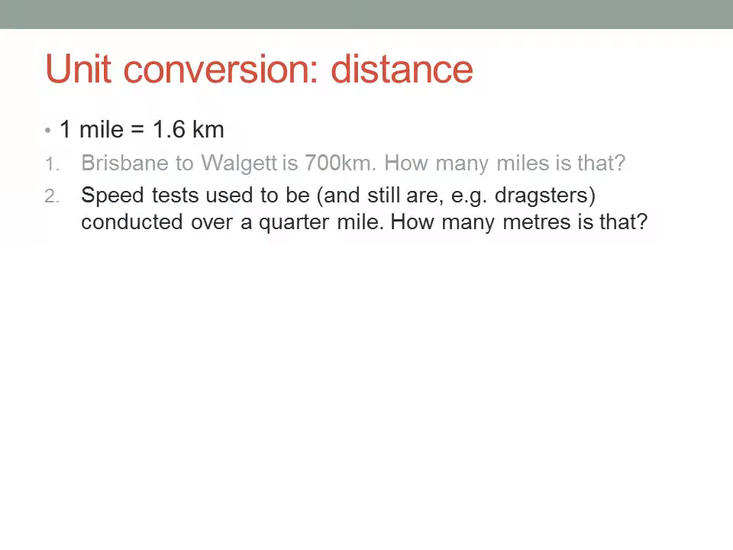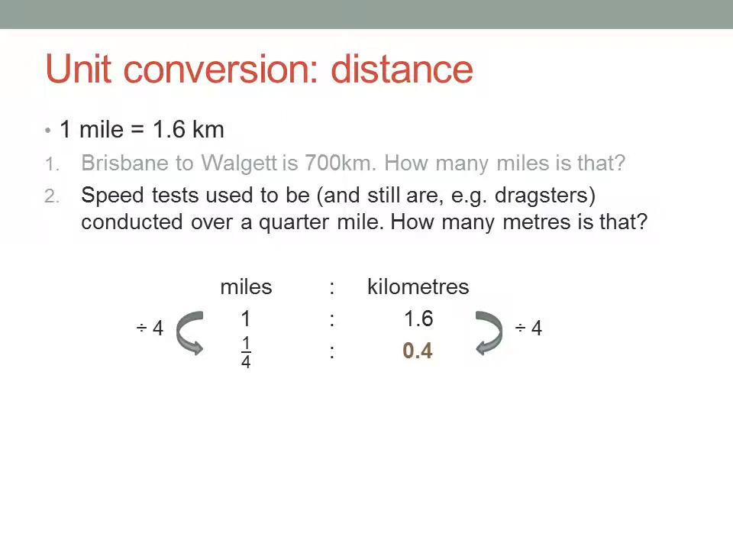Speed tests used to be, and sometimes still are, for example in dragster racing, conducted over a quarter mile. How many metres is a quarter of a mile? Same as last time, set up a ratio. 1 mile is 1.6 kilometres. I have a quarter of a mile. Well, 1 divided by 4 will give me a quarter, so divide the other side by 4 as well.